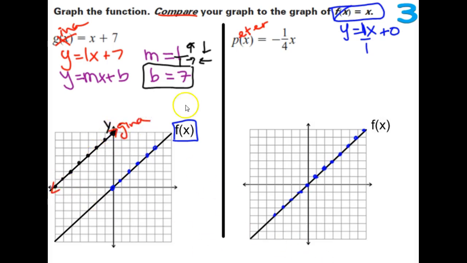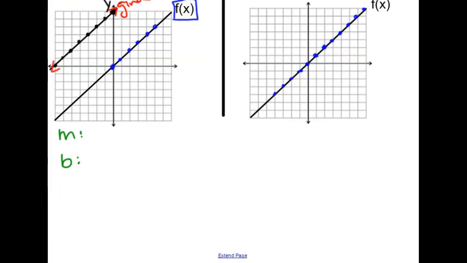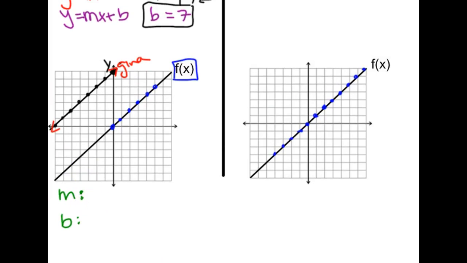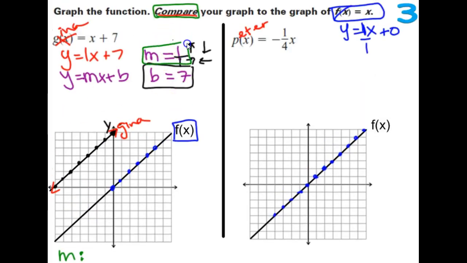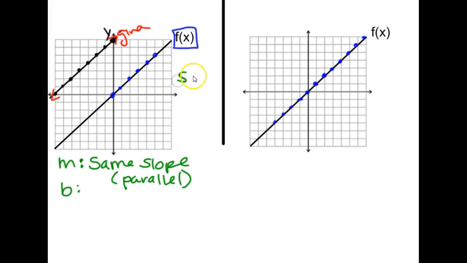And then last, we just need to compare. Because they say this word compare, we need to compare two things. We need to compare M, and we need to compare B, our slope and our y-intercept. So first, do these have the same slope? You can look at the equations. Here's M, and here's M. Or you can look to see if they're parallel. And yes, these are parallel, and they both have a slope of 1, so we can write same slope. And if you want, you can write parallel. Reminder that we need to find out if M and B are the same or different. But if it's different, we need to say how it's different.